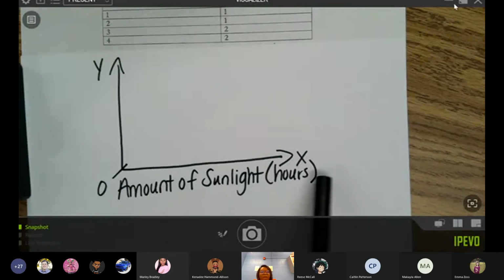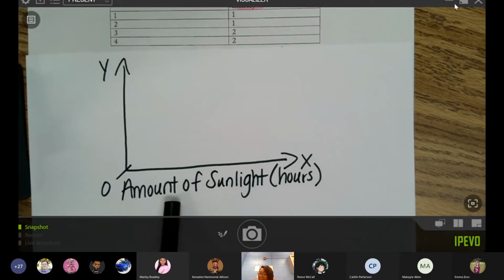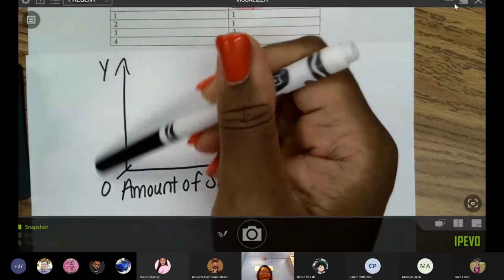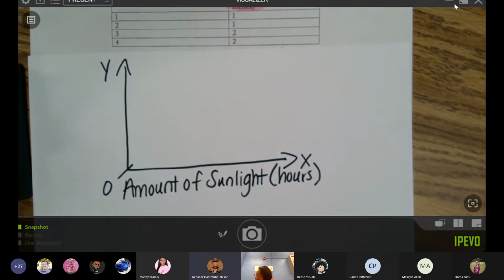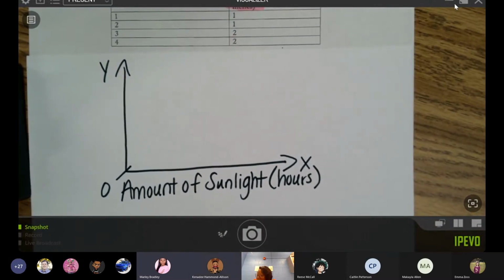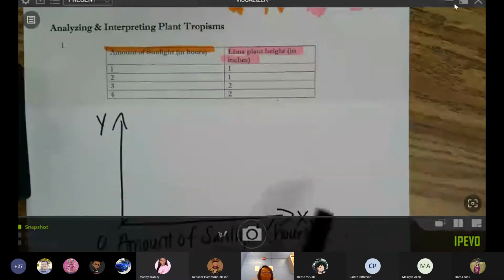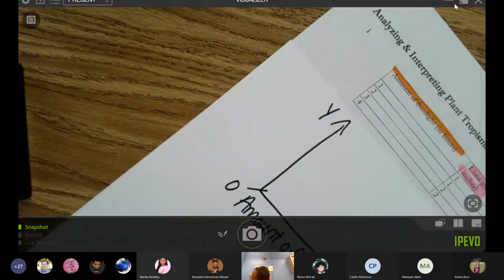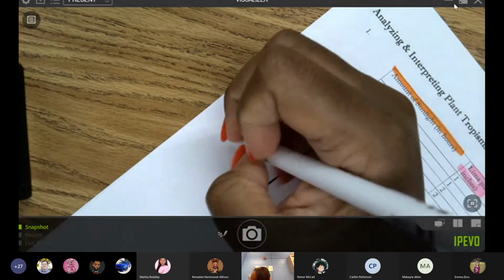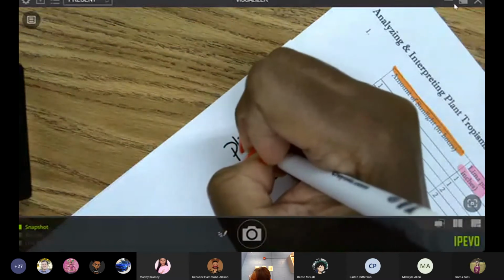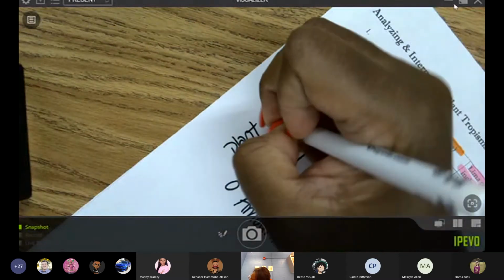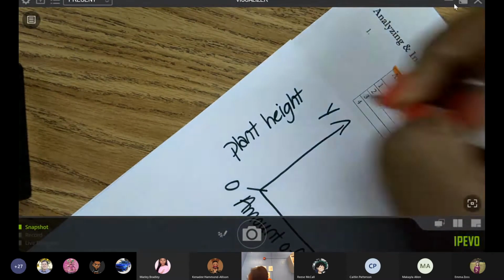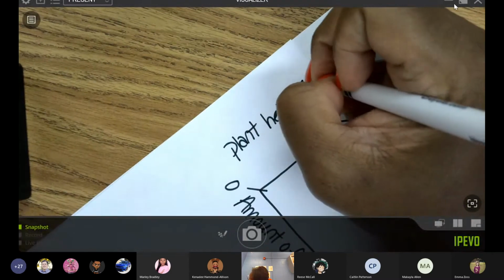So if our independent variable goes on our x-axis, what will go on our y-axis? Dependent variable. Our dependent variable, or the plant height. So here we're going to write plant height, and that is in inches.